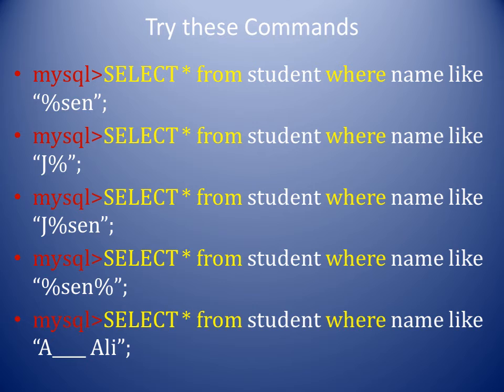In statement 2, all records where the name starts with J are displayed. We have used here J percentage, which means the names which starts with J, but we don't know what comes after that J. So we have used J percentage. In the same way, others will also execute.